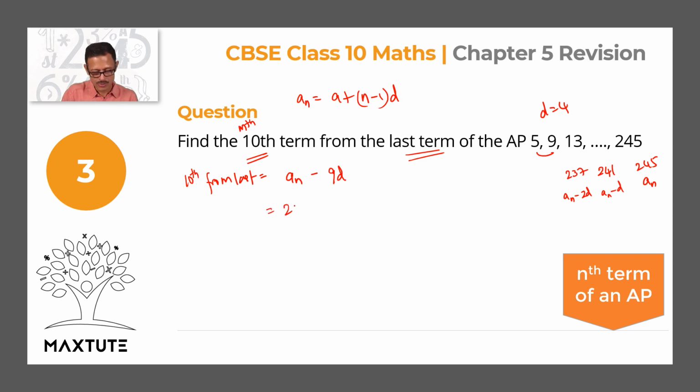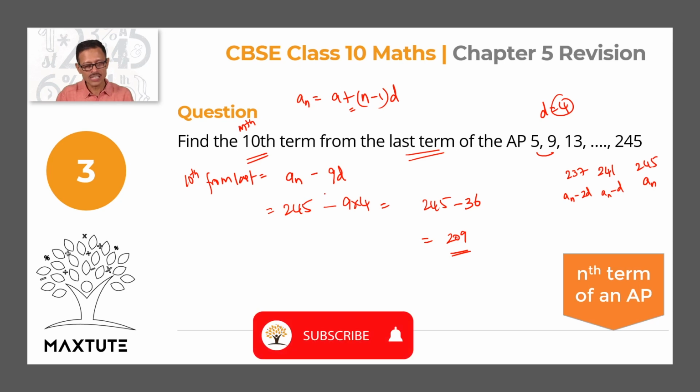What is the last term? That's equal to 245. What is the common difference? We computed it to be 4. So 9 times 4. So that is 245 minus 36, which is equal to 209. Right? That's all it takes. The typical formula from the first term, we'll be adding. Because we're coming from the last, we need to subtract so many common differences.